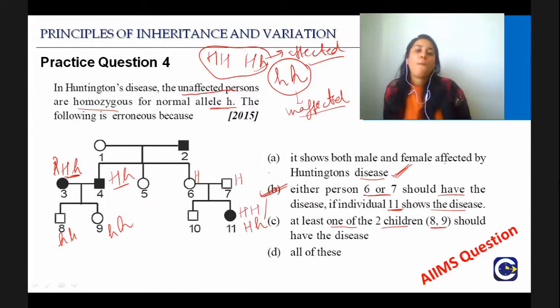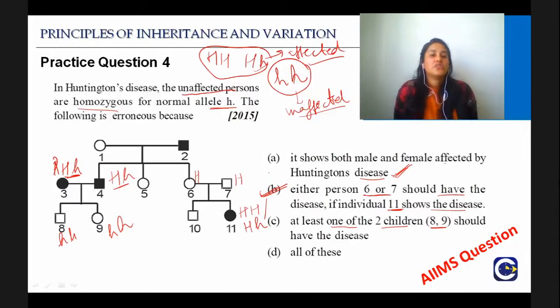See, that is why. It shows both male and female affected by the disease. Yeah, okay. Either person 6 or 7 should have the disease if individual 11 shows the disease. At least one of the two children should have the disease. Why is option C wrong? They don't need to have the disease. If the parents are heterozygous, they both can inherit small h, small h, and then they will be non-diseased. But option B is correct, because either person 6 or 7 should have the disease if individual 11 shows the disease, because an affected individual cannot be born to unaffected parents in case of a dominant disorder.